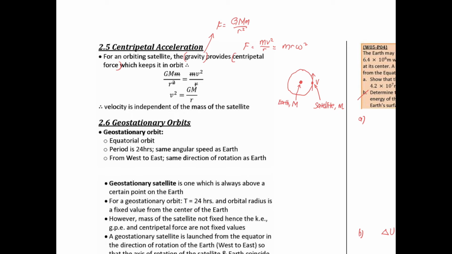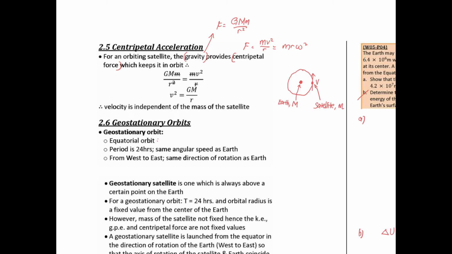Okay, now let's move on. 2.6, geostationary orbit. Stationary means not moving. Geostationary orbit, something is not moving. So you see the theory here first. The first point, geostationary orbits are equatorial orbits. So what is meant by equatorial orbit?